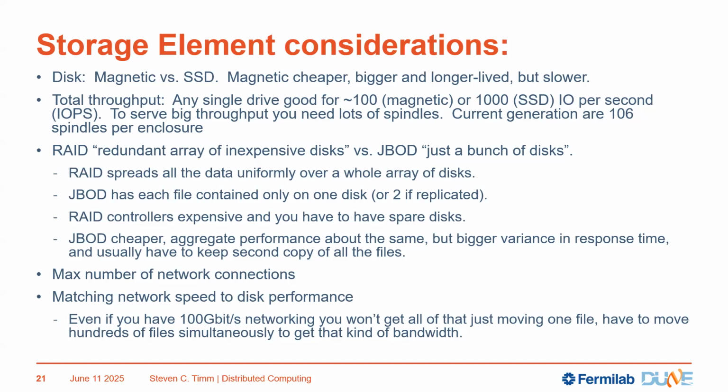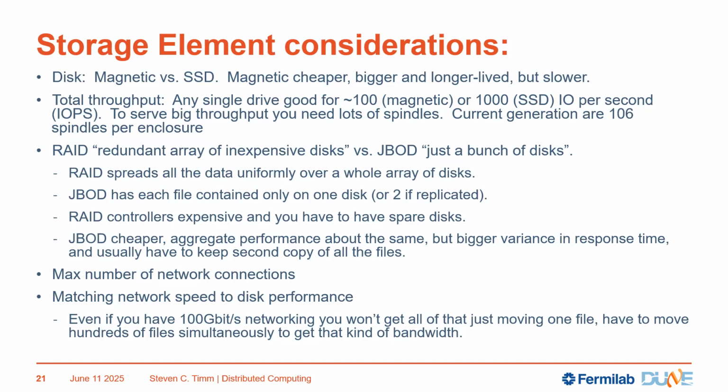JBOD is cheaper. The aggregate performance is about the same, but it's bigger variance response time. You have to keep a second copy of all the files. There is another alternate thing called erasure encoding, which I've never quite understood the math behind, but you can do it with less than a full second copy of the files.